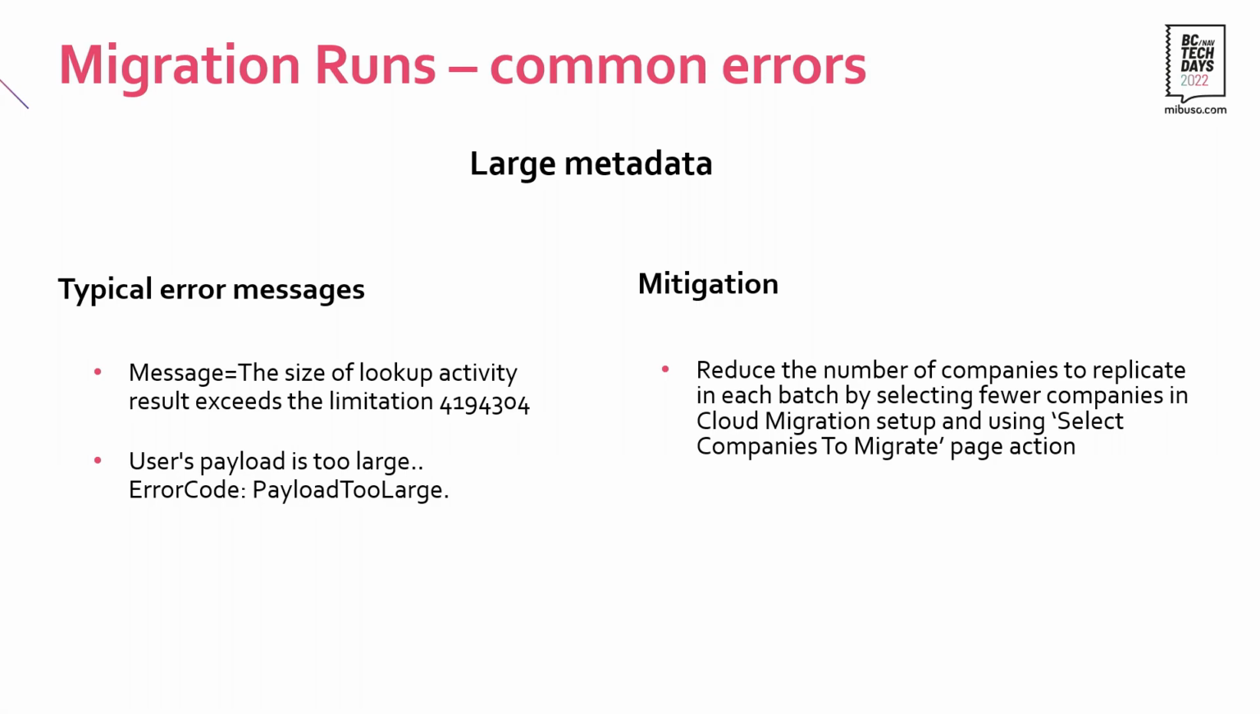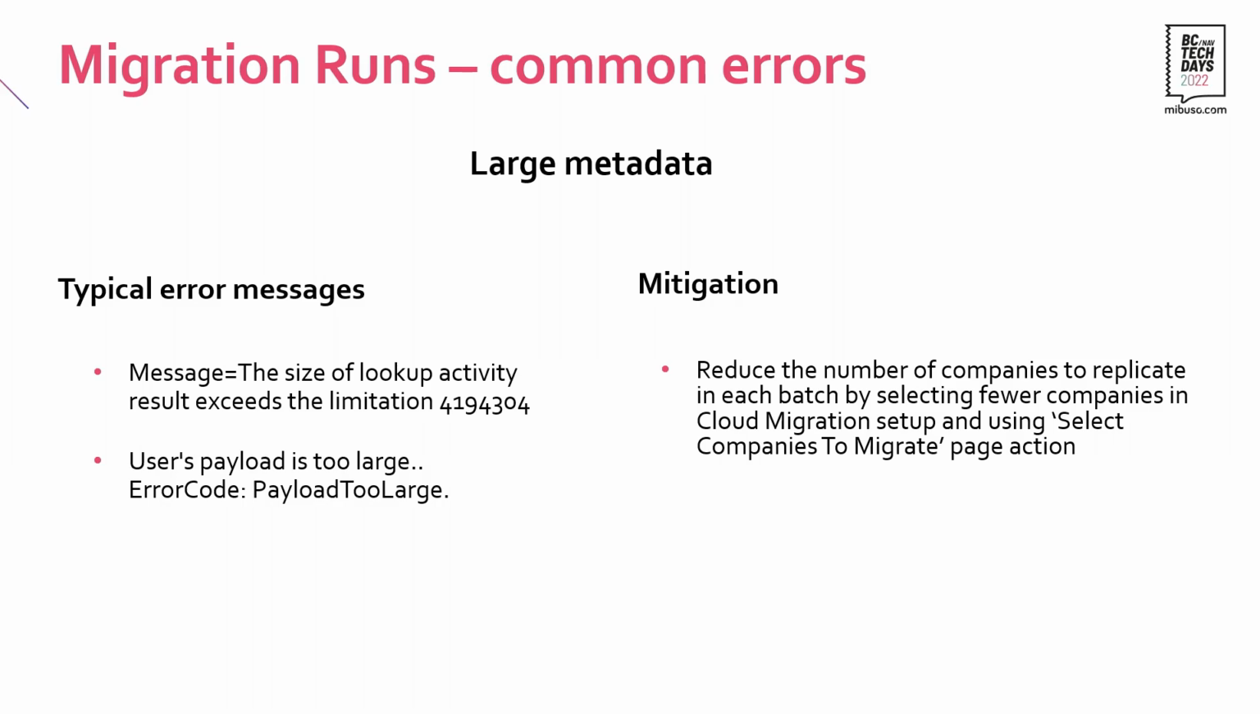So we suggest that you reduce the number of companies for migration. You can do it on the Cloud Migration Management page. There is an action there to select the companies. So select fewer companies, run the migration, then select the next batch. That would be much more stable and probably faster at the end than trying to migrate a lot of companies at once.